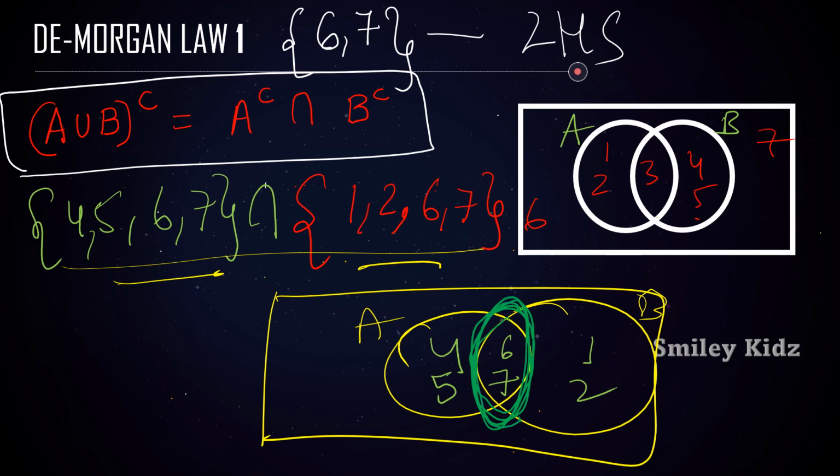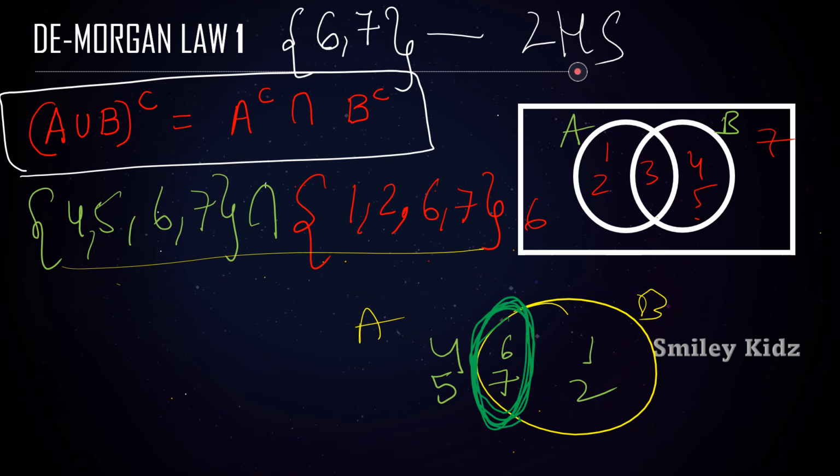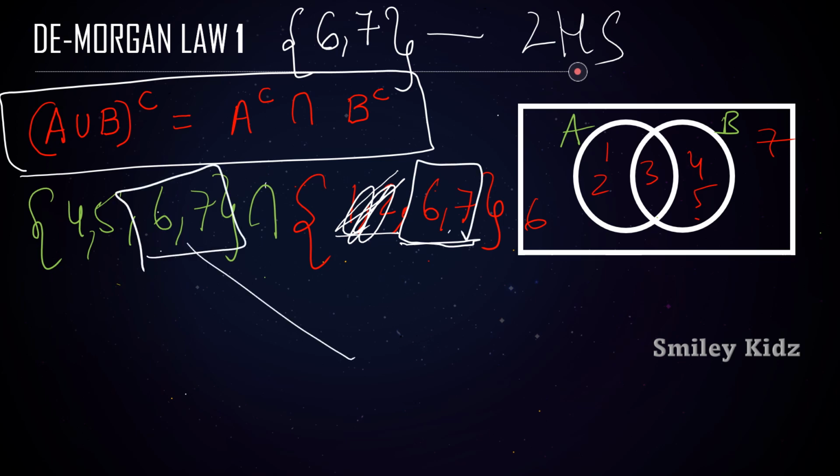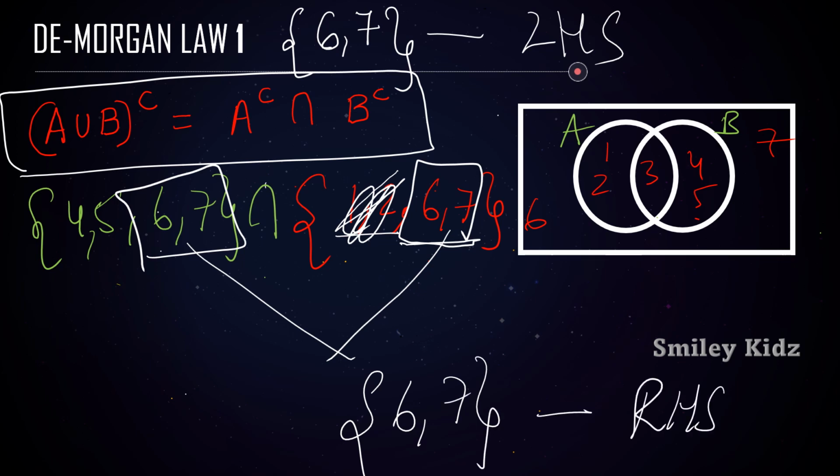Here also, if you have a look, excluding this Venn diagram, the common elements will become the intersection. 1 and 2, they are not present. I am simply going to cut them off. 6, 7. Are 6, 7 present? Alright. Then they will be my intersection. 6, 7. Now this will be your RHS. Now have a look at LHS over here and RHS over here. That is my De Morgan law 1, which says A union B whole complement equals A complement intersection B complement.